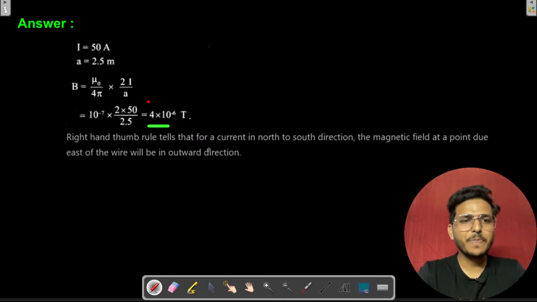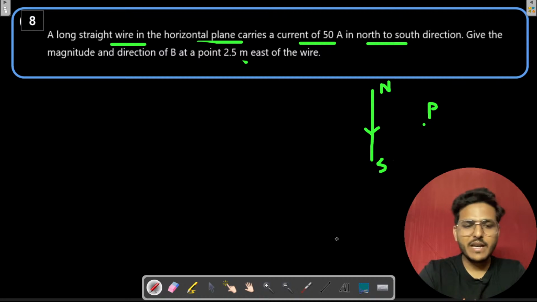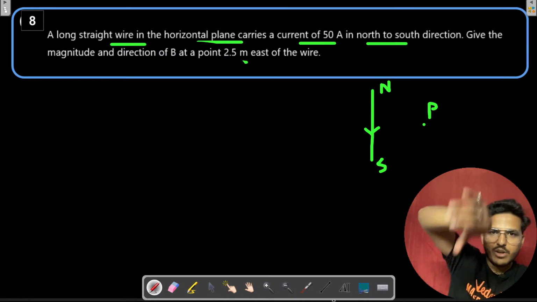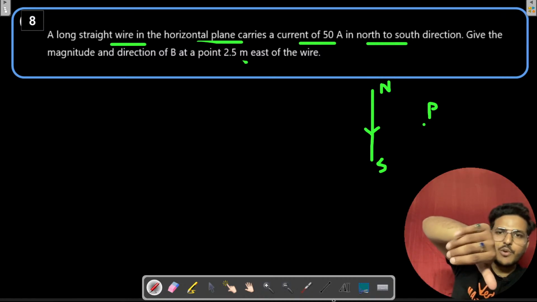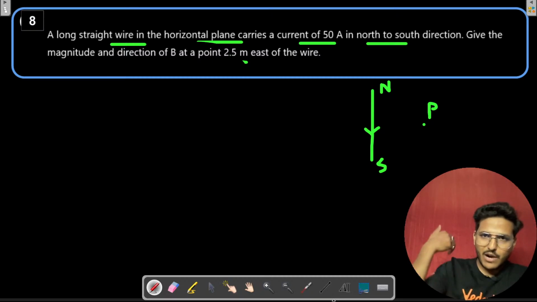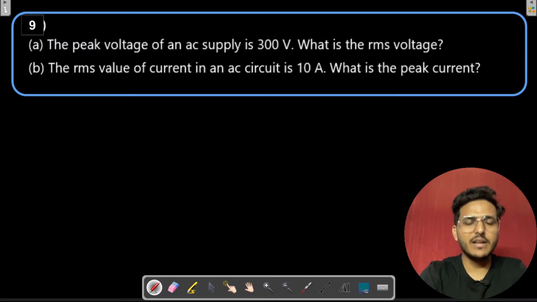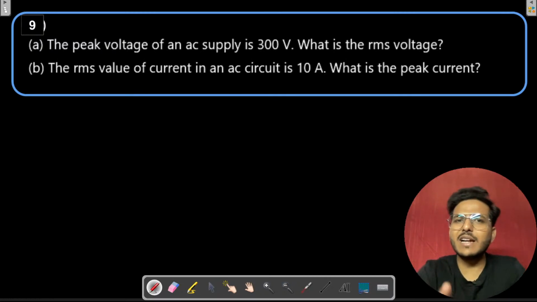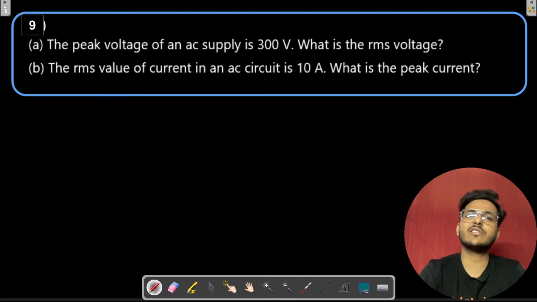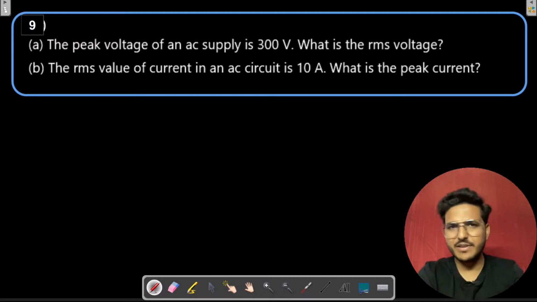And what is the direction? Using the right hand thumb rule, tell the direction. What is the direction at point P? If I am using the curl rule, thumb indicating downward, so at P, it is outward from the paper. So the direction is outward. These are 2 marker questions, so these are easy questions. Don't worry. In your final examination, the 2 marker question is the easiest one.